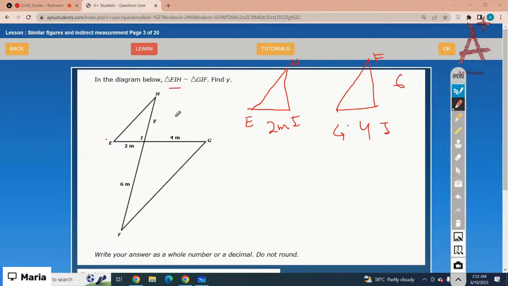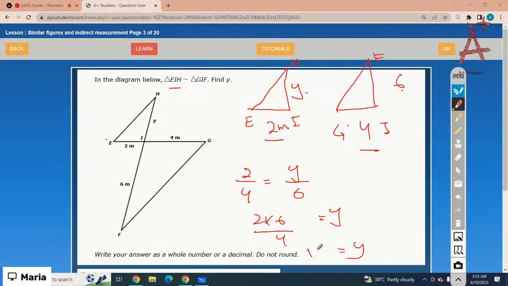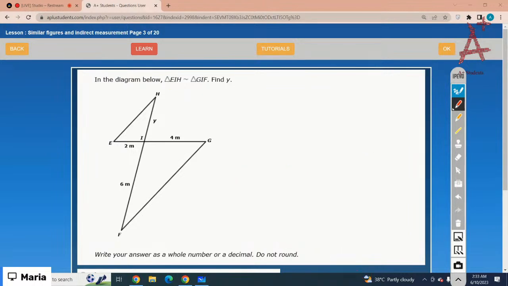You have to calculate Y. Here is Y. Let's just form a proportion between their corresponding sides. It would be 2 and 4. They are corresponding, and Y and 6 are corresponding. You have to solve this for Y. So it would be 2 times 6 over 4. 2 times 6 is 12, and 12 over 4 is 3. That means the missing side length is 3. Got it? So the correct option is 3.